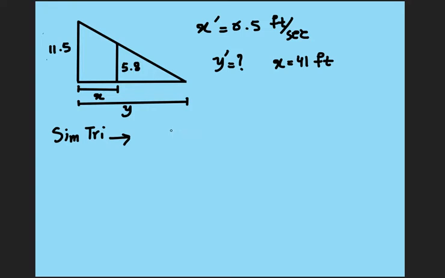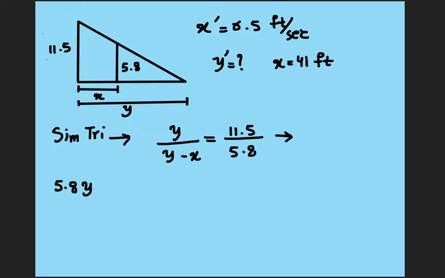So I'm going to write it. We have this big triangle and this smaller one here. I'm going to start from this side: y over, in the smaller triangle, would be y minus x, and I'm going to go to these sides. I started with the bigger one, so I'll continue with that. So 11.5 over 5.8. If I solve this for y based on x, let me write everything down.